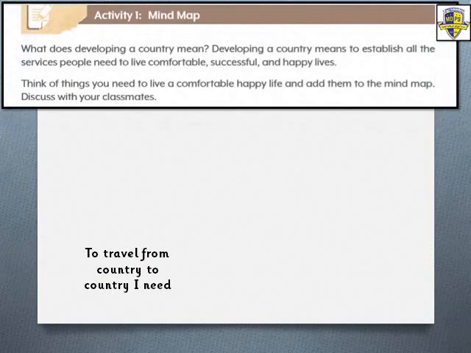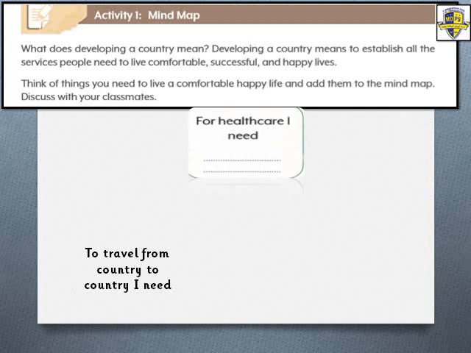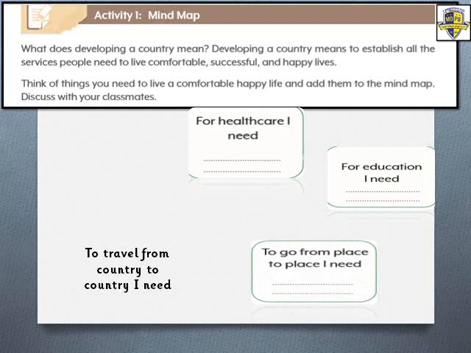So let's start. What does developing a country mean? Developing a country means to establish all the services people need to live comfortable, successful, and happy lives. Think of things you need to live a comfortable, happy life and add them to the mind map. Yes, let us discuss together.